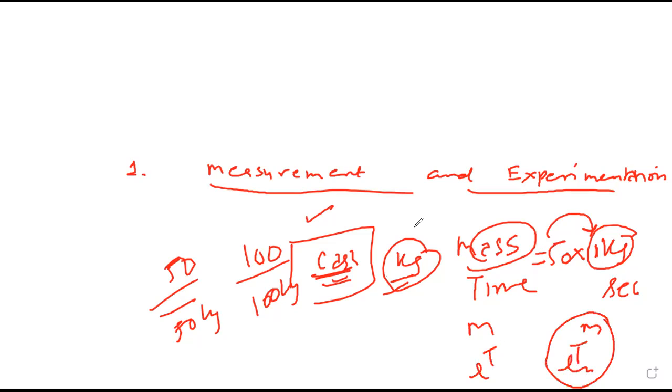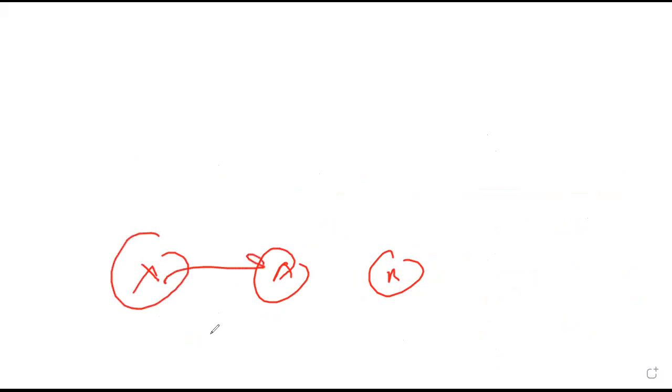That comparison is measurement. Somebody says, I'm smart. That means he's comparing with somebody. So if A says, I'm smarter than B, then B comes and says, no, I'm smarter than you. So this is comparison: smartness with smartness, height with height, length with length, mass with mass. That process is called measurement.